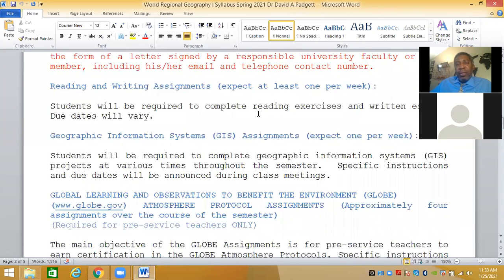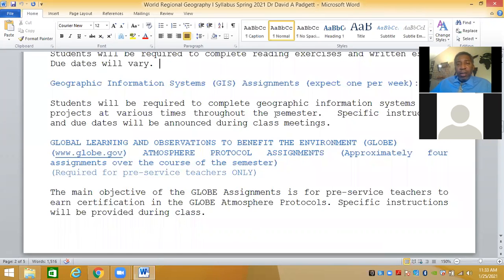Reading and writing assignments: you'll get your first writing assignment today and your first reading assignment. So just be sure you get those done by the deadline. I'll talk about those later. Geographic information systems. Again, there's a lot more involved in geography than just learning the states and capitals and so on and so forth.